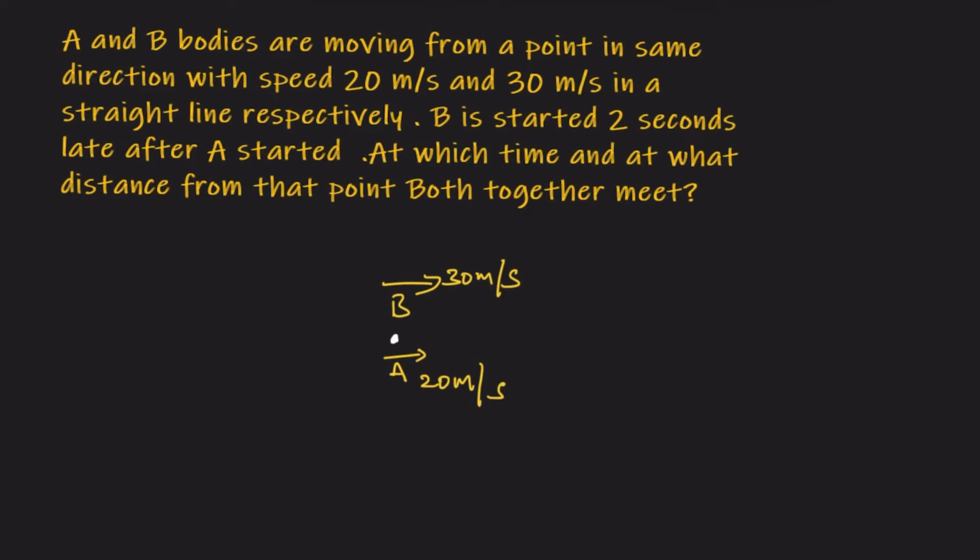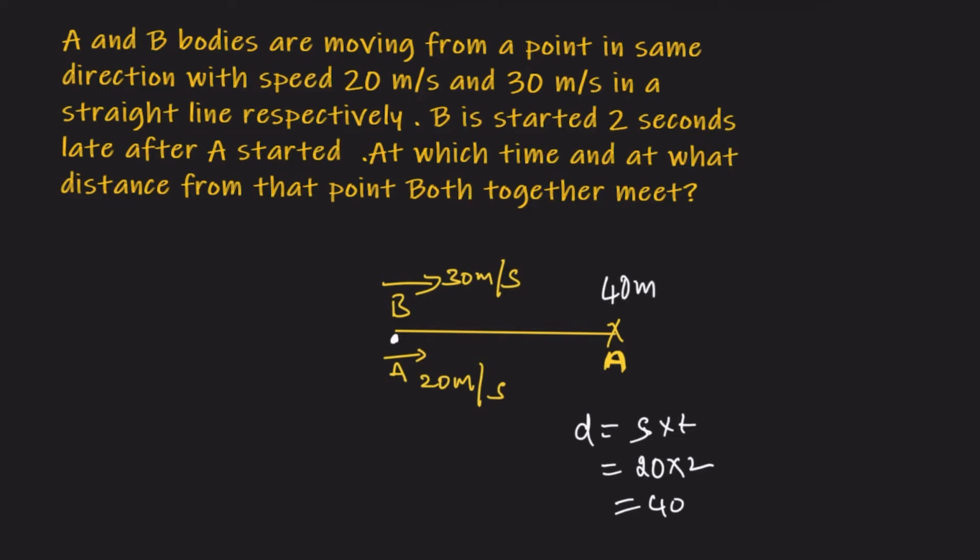So first A is moving. Suppose for 2 seconds the position of A is here. When A is here, B starts at this point. So after 2 seconds, the distance of A from B is equal to speed into time. The speed is 20, time is 2 seconds, so 40 meters. Now A is 40 meters away from B.